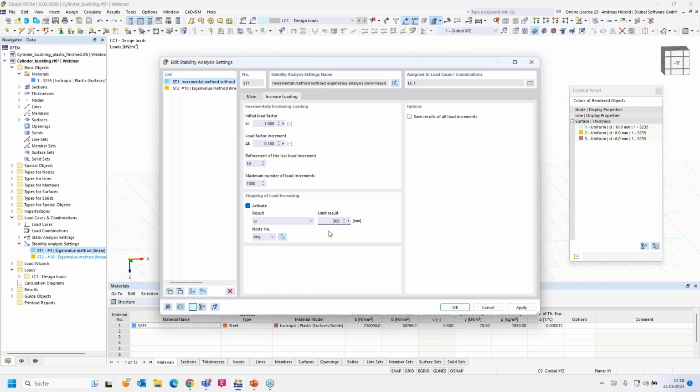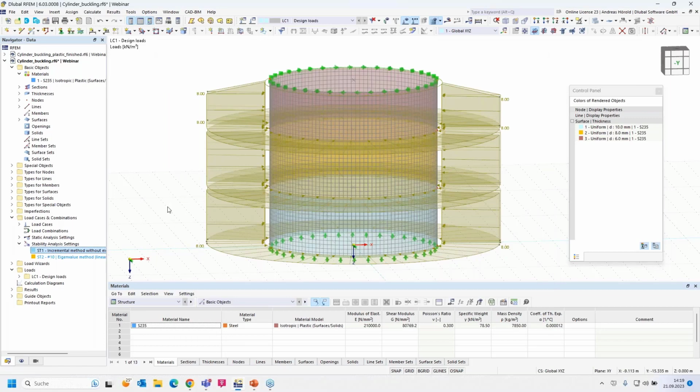Because when you have got deformation over 300 millimeters, then the structure collapses. We would like to save the results of our load increments, and then we can leave the dialog. If we now run the calculation, it would take maybe 4 or 5 minutes. We skip the calculation time.